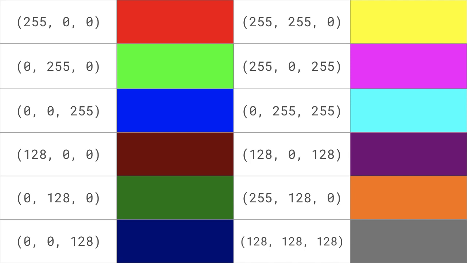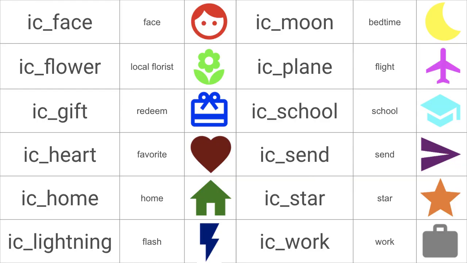So combining these colors with different icons that we picked, here's what I came up with. On the left is what I'll name each icon. I see face, flower, gift, and so on. The second column indicates the name of this icon in the Vector Asset Studio, so you can find it. And the third column shows you what the icon will look like with the selected color. Now let's go create these in Android Studio.